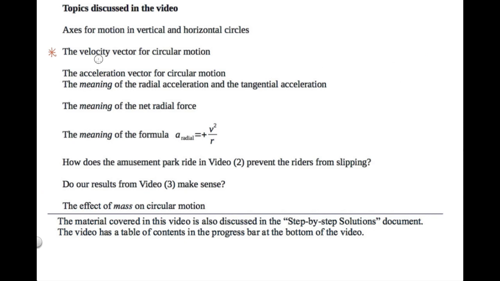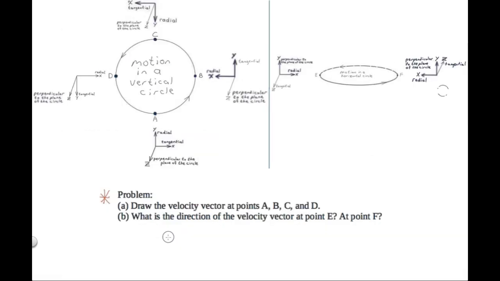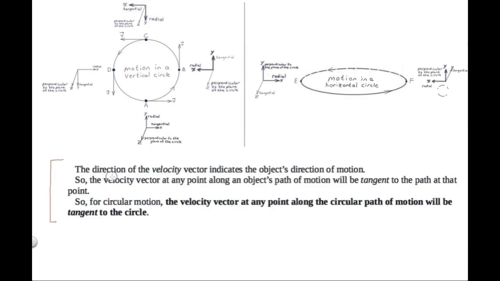Next, let's discuss the velocity vector for circular motion. Please pause the video and try this problem. Now here's the answer. The direction of the velocity vector indicates the object's direction of motion. So, the velocity vector at any point along an object's path of motion will be tangent to the path at that point. So, for circular motion, the velocity vector at any point along the circular path of motion will be tangent to the circle.